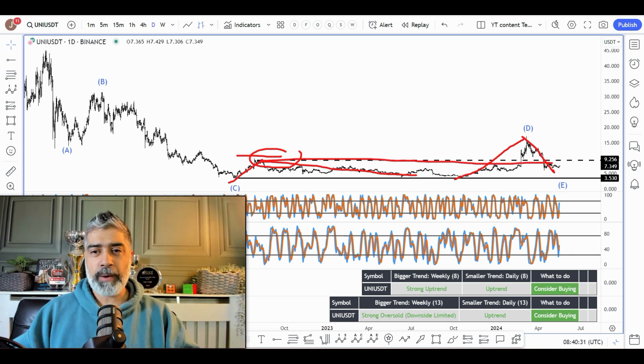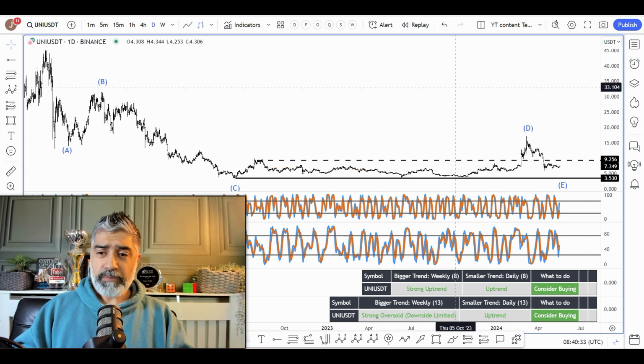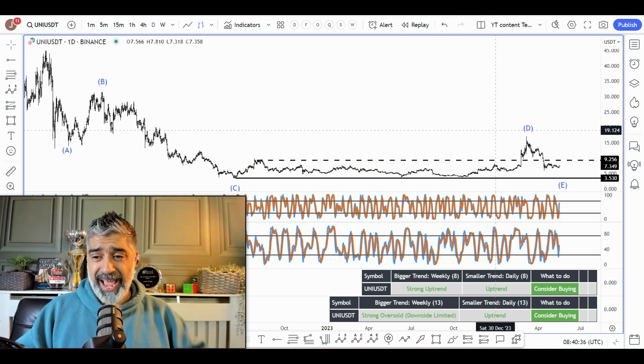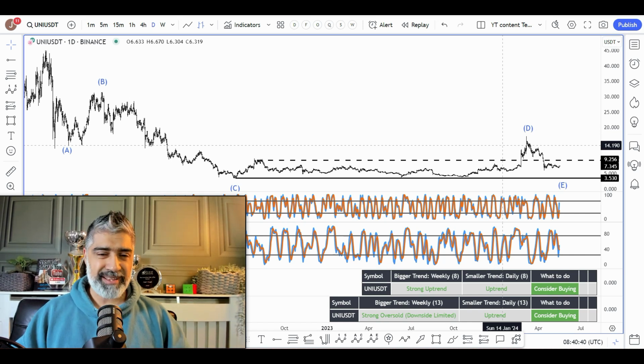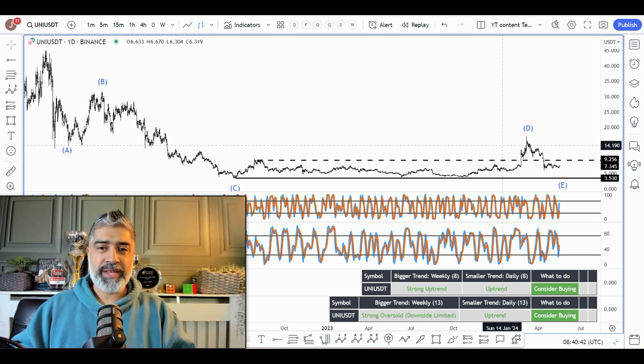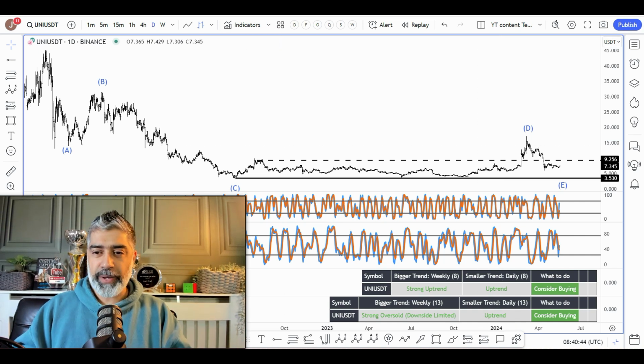So when you look at Uniswap, what's more than likely is that we're still going to be sideways to down, and the price may even go below $3.53. It's not showing signs of strength. In fact, it's showing big signs of weakness. It's got an impulsive move down over here, and we're more than likely going to go below over here as well.